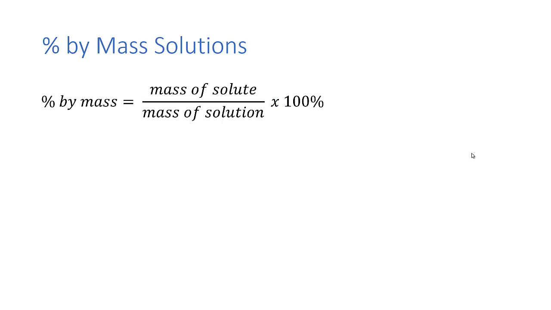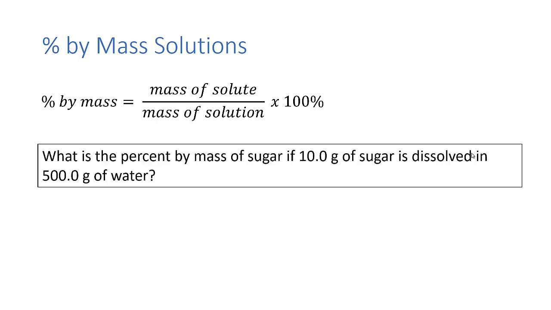Similarly, we have a percent by mass solution. Percent by mass is the same formula, except instead of volume, it's mass. So mass of solute divided by mass of solution. So when we have a problem like this that says, what is the percent by mass of sugar if 10 grams of sugar is dissolved in 500 grams of water? So remember, solute is what gets dissolved, the solvent is what does the dissolving.